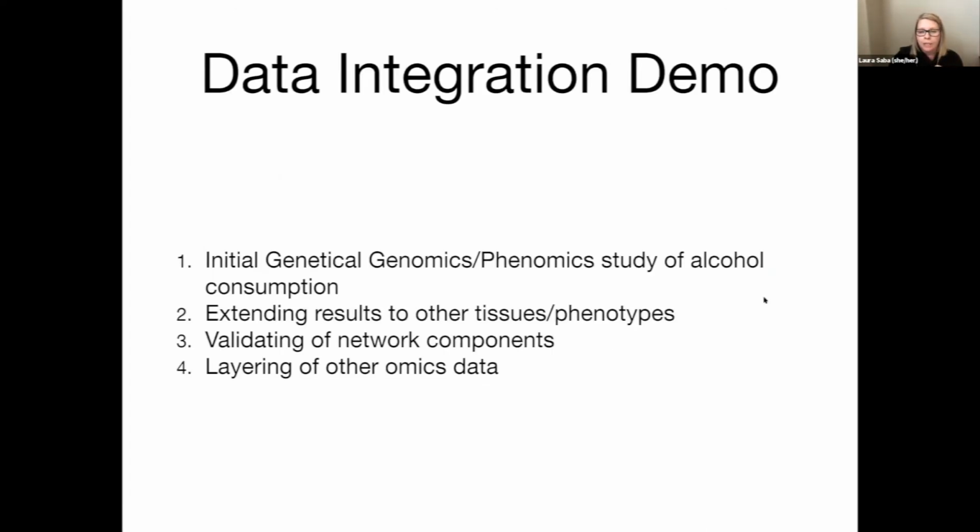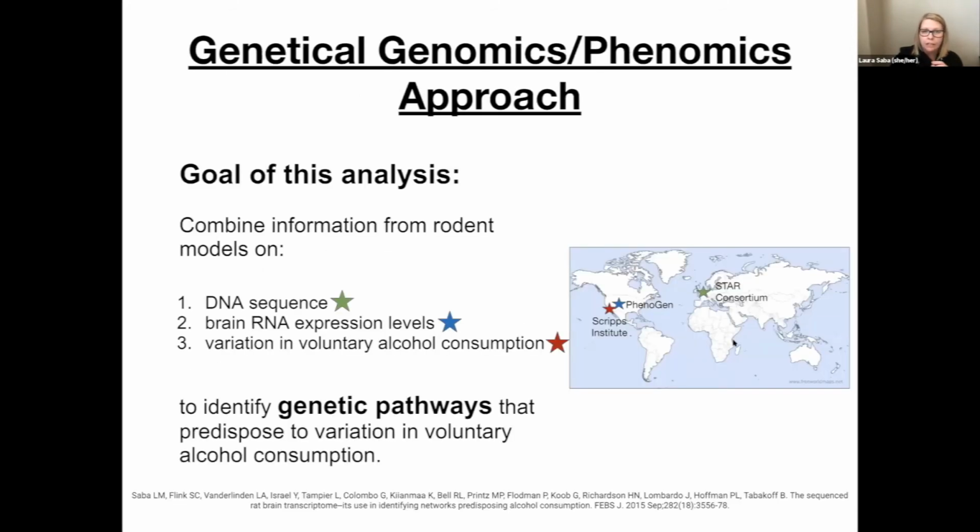And so I'm going to use alcohol consumption as my example and talk about the initial studies we did that link DNA, RNA to phenotype, and then extending it to other tissues and validation and where this leads us with other omics data sets. So in the first one, we did what we call a genetical genomics phenomic approach, which just means that we're combining DNA sequence information, brain RNA expression levels, and variation in voluntary alcohol consumption among these rats.